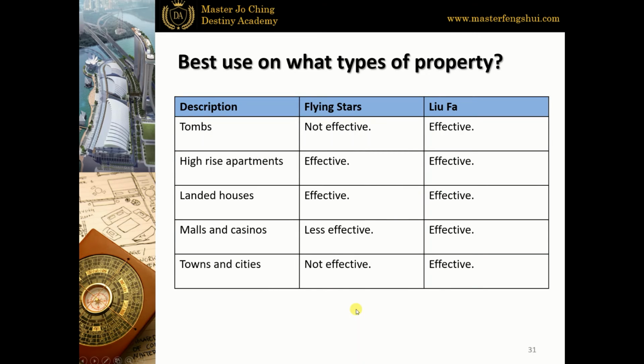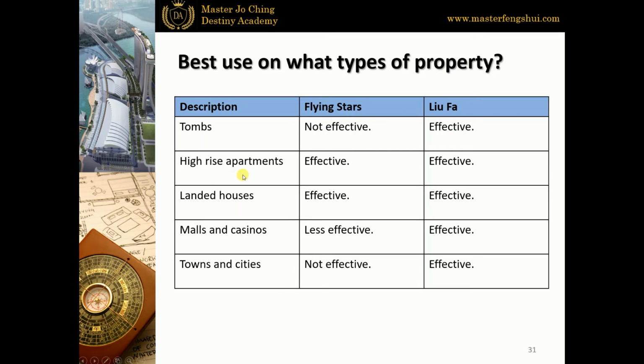So, in terms of application, best used on what types of property? If you are looking at tombs, I would say flying star is not so effective, because I also practice Feng Shui and I do live burial, this kind of cemetery park Feng Shui. If you are doing it for dead people, it is not so effective. Liofa, of course, is usable in Feng Shui. Don't forget, we have the castle gate theory to help us.